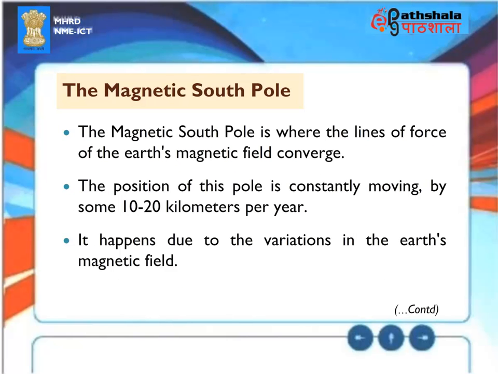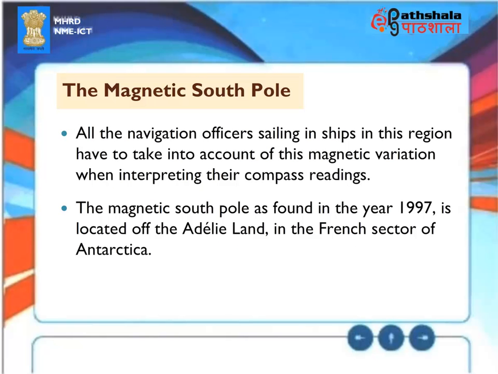The magnetic South Pole. The magnetic South Pole is where the lines of force of the Earth's magnetic field converge. The position of this pole is constantly moving by some 10 to 20 kilometers per year. It happens due to the variations in the Earth's magnetic field. All the navigation officers sailing in ships in this region have to take into account this magnetic variation when interpreting their compass readings. The magnetic South Pole, as found in the year 1997, is located off the Adelie Land in the French sector of Antarctica.